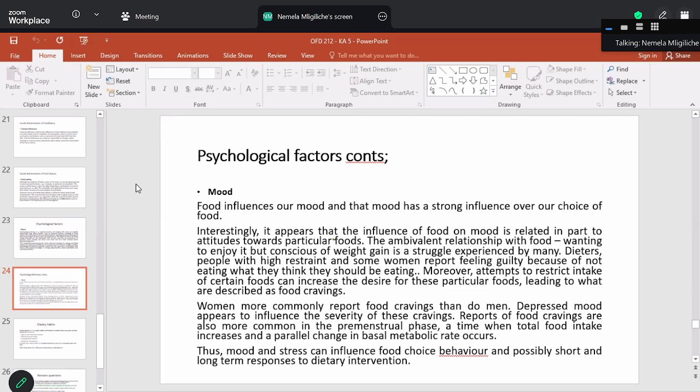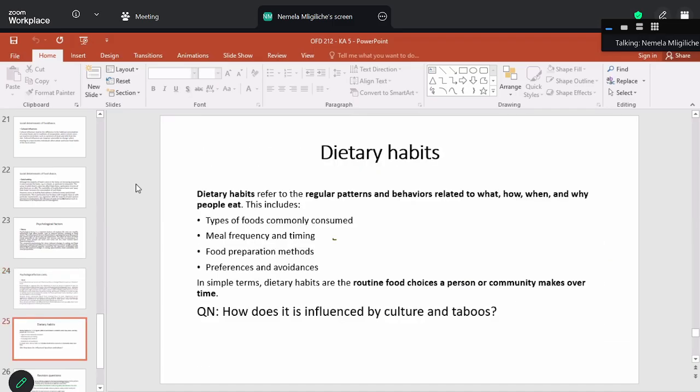What type of food you are eating, how that food is eaten, that's the cooking method and other things, when the food is eaten, the time, and why people eat at certain times. That is dietary habits.